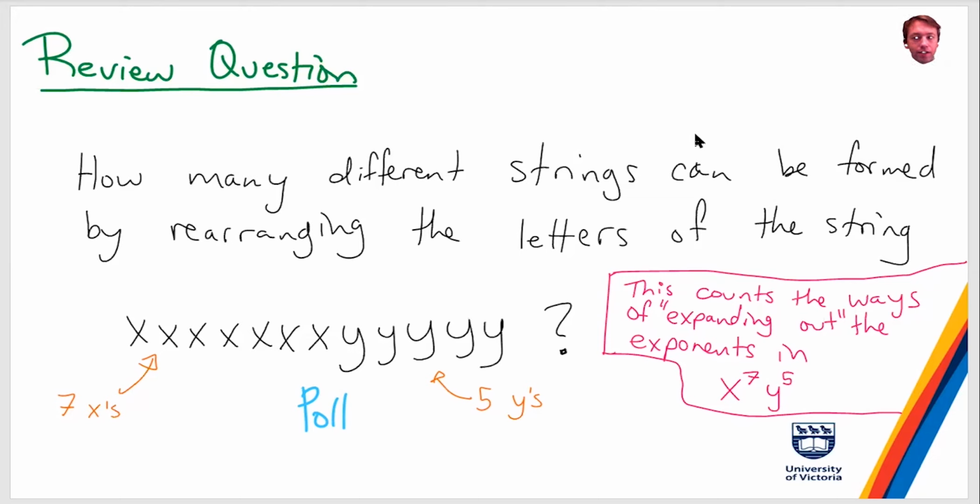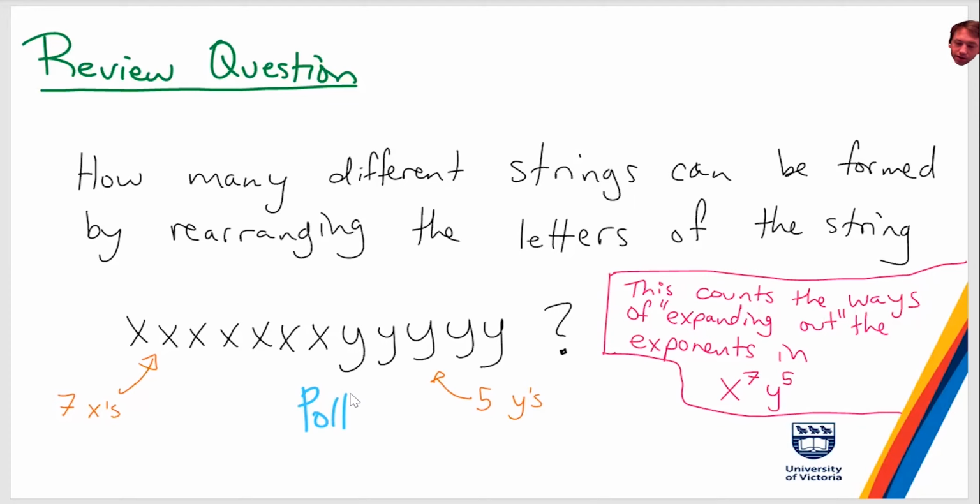Before we do that, let's do a poll. So how many ways are there to rearrange the letters x, x, x, x, x, x, x, so 7 x's and 5 y's? So what I mean is how many different words can you get by rearranging those letters? So this is something you should be able to do using the concepts we've done so far. So is the question clear? How many words can I make by just rearranging these 12 letters?